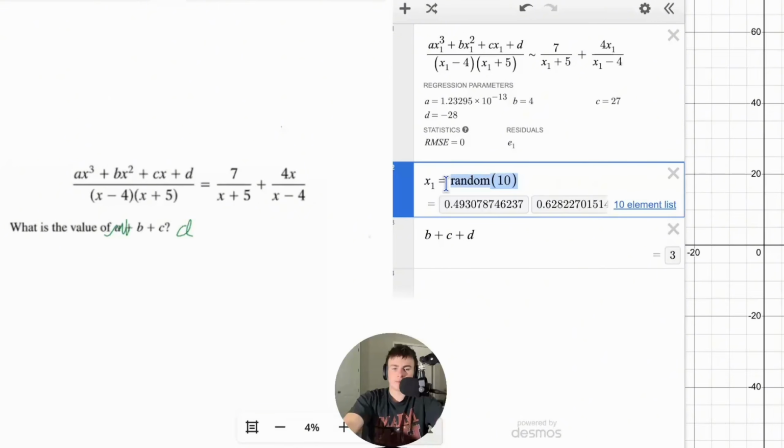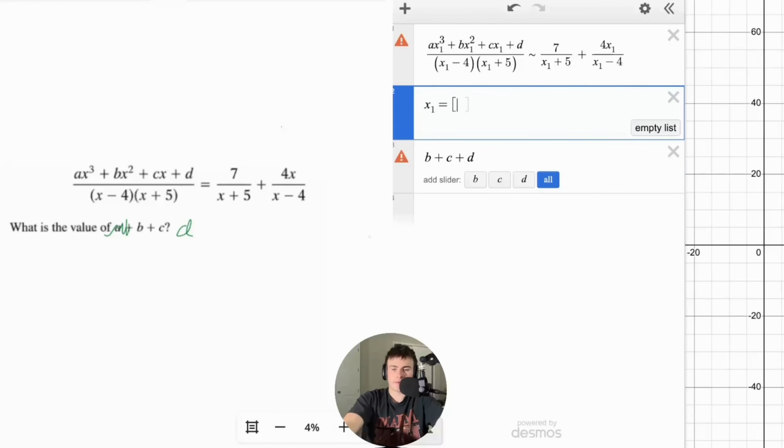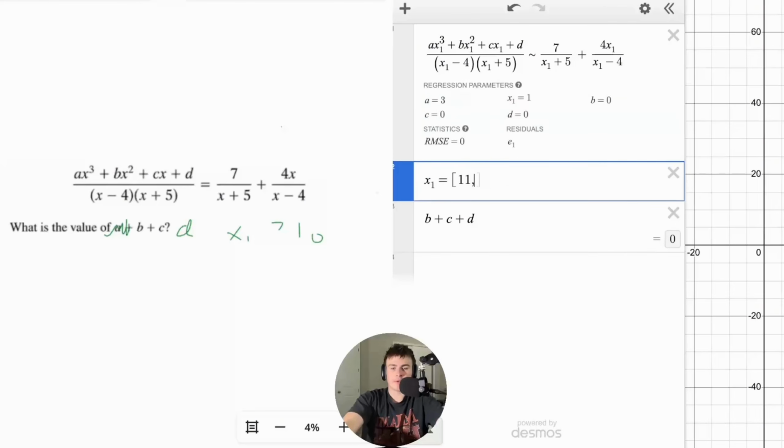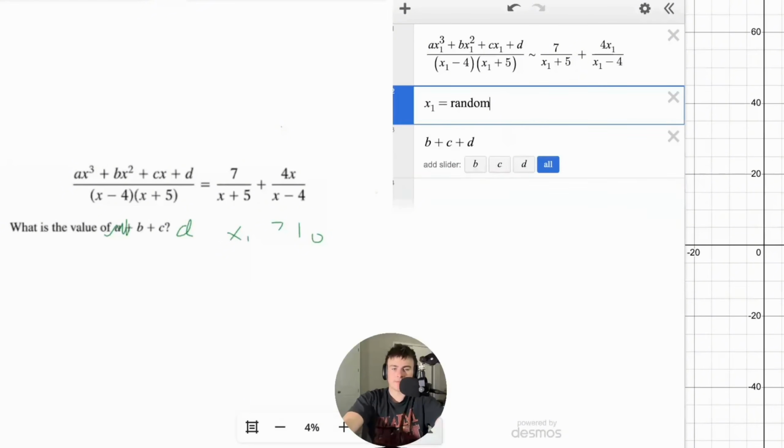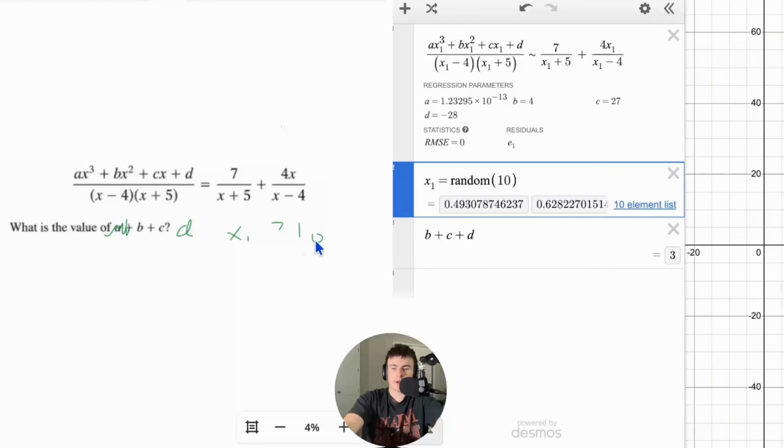The only instance in which I would do brackets over random 10 is if it told me a specific condition. Like if it said, what's the value of b plus c plus d when x1 is greater than 10? Then I'd say, okay, x1 is 11, 12, 13, 14, 15, so on and so forth, right? And the answer is still 3. By the way, this is a rounding error. That's why it says 3.0001. It's just 3. Anyway, this is the same exact thing as random 10, except random 10 just basically ignores the integer values. So that is it.